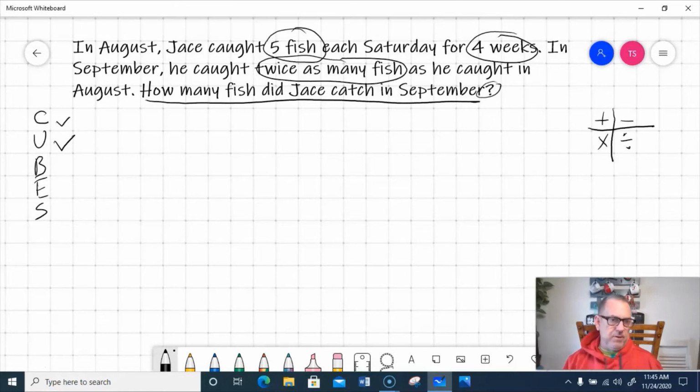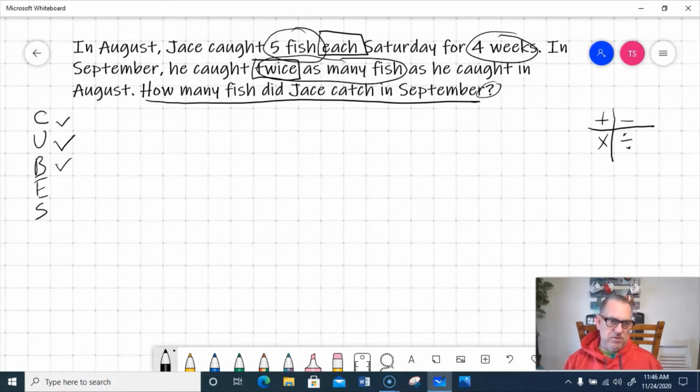Next thing I'm going to do is box in my operational clues. So right here, each. Usually whenever I see the word each, that's going to be talking about equal size groups. I also got twice as many. Twice as many means 2 times as many. And that's most of my operational clues.